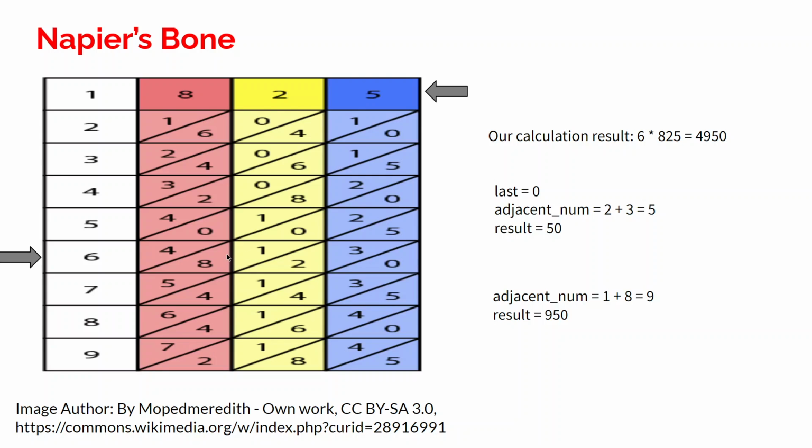Thus, our new result is obtained by placing the sum of adjacent number, which is 9, and the previous result, which is 50. Hence, the result is 950. On the final rod, the adjacent number is 4. Since there is no other digit, we don't need to calculate the sum. What we do instead is put this 4 in front of the previous result, which is 950. Hence, the result is 4950, which is the required answer.